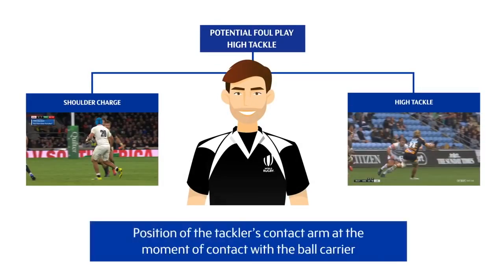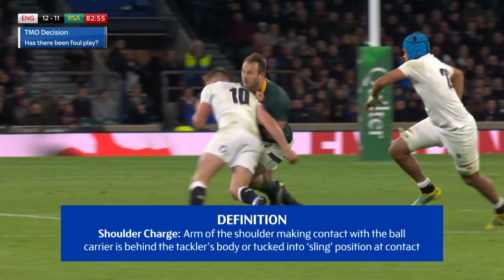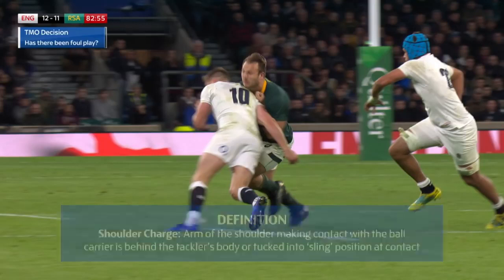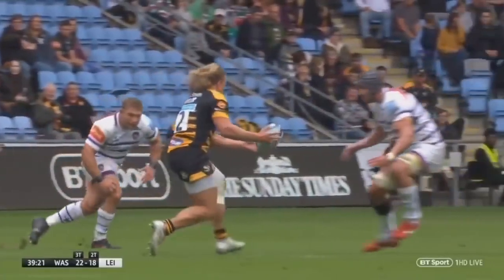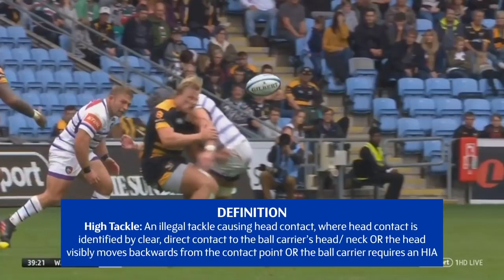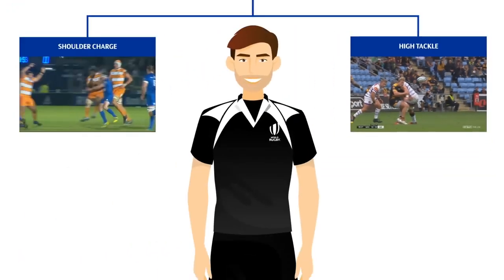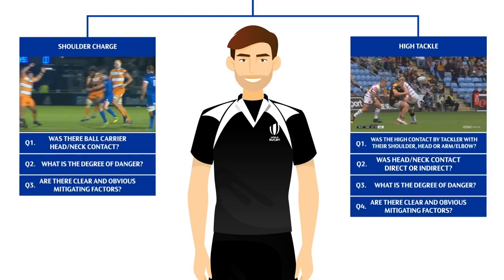To do this, they must look at the position of the tackler's contact arm at the moment of contact with the ball carrier. This example is a shoulder charge because the contact arm is behind the tackler's body at contact. In this example, the tackler's arm is in front of his body, so it is a high tackle. Depending on whether the match officials are dealing with a shoulder charge or a high tackle, they must ask a series of questions to determine the sanction.